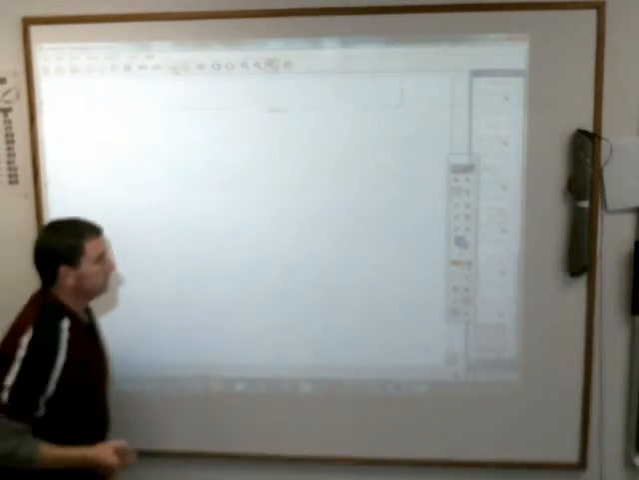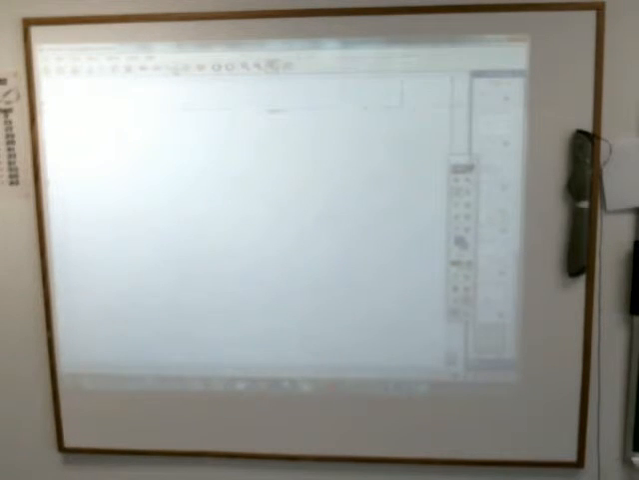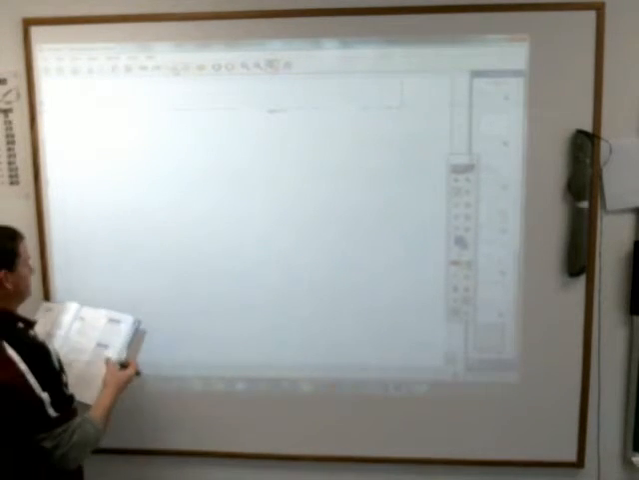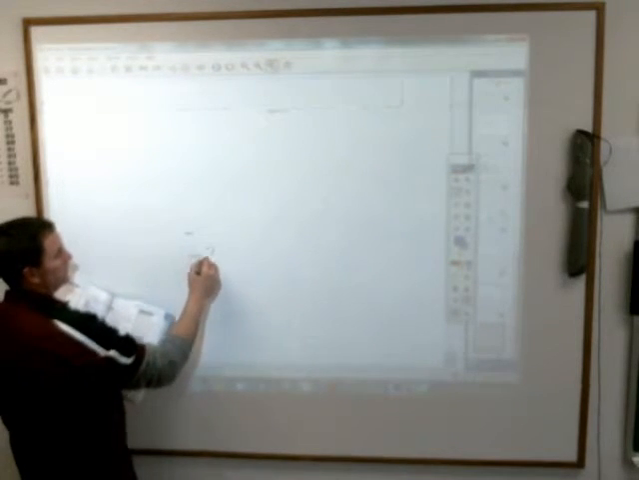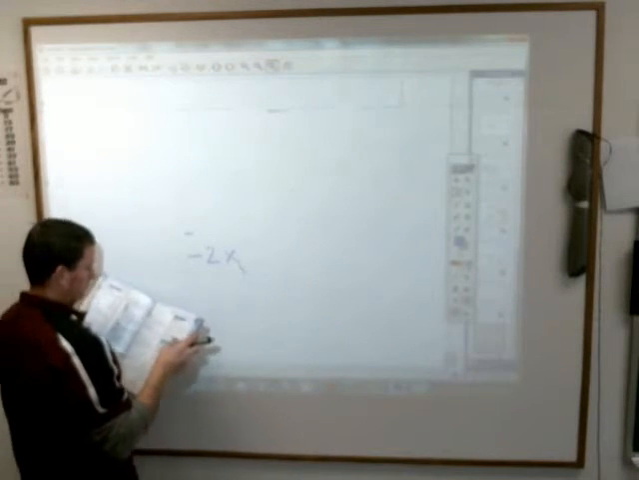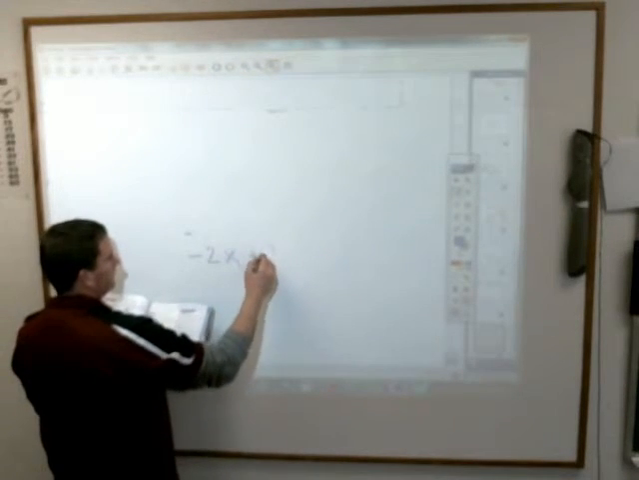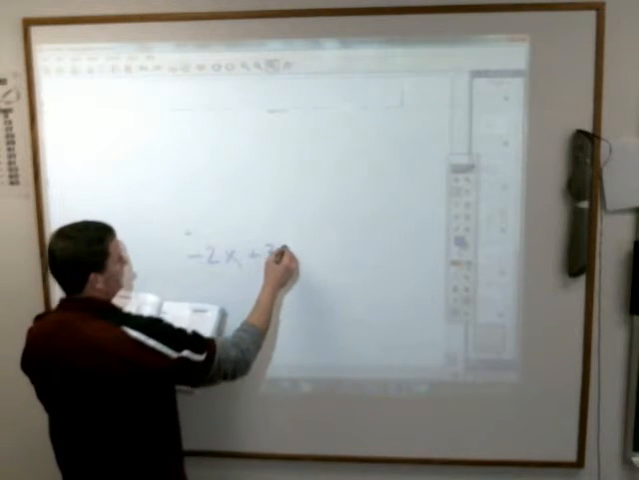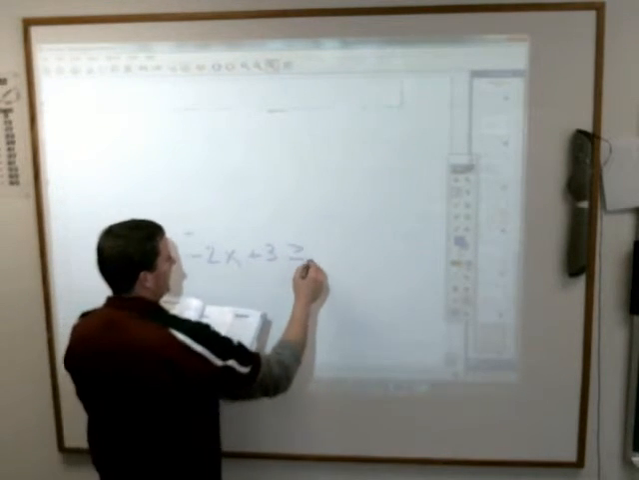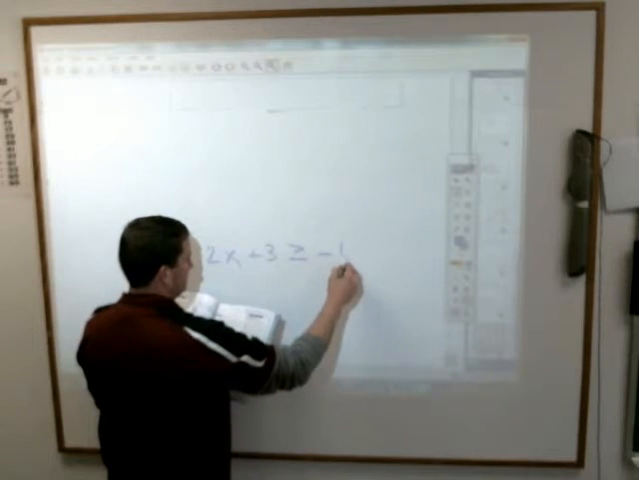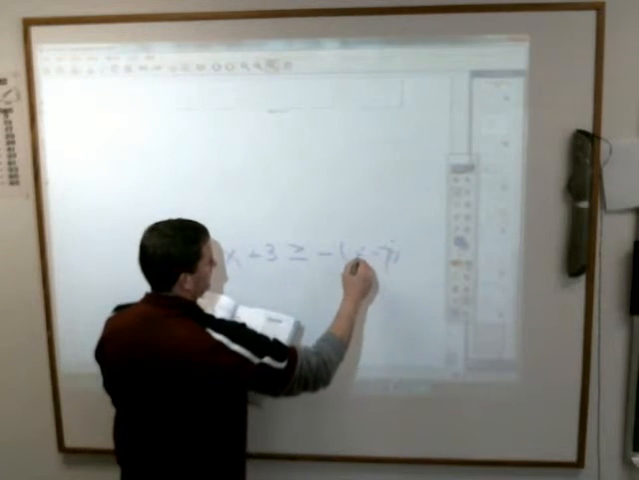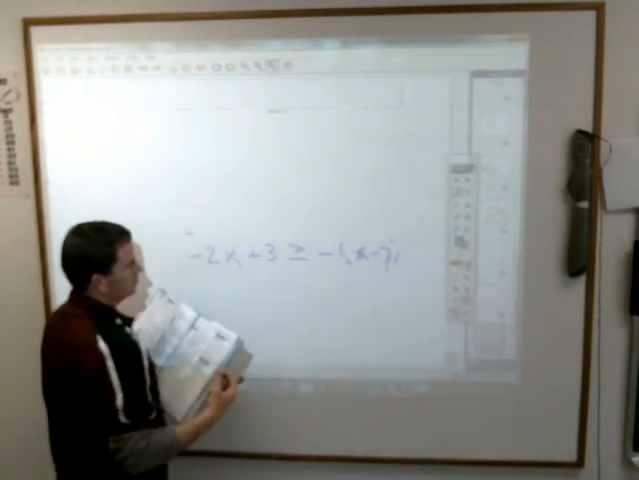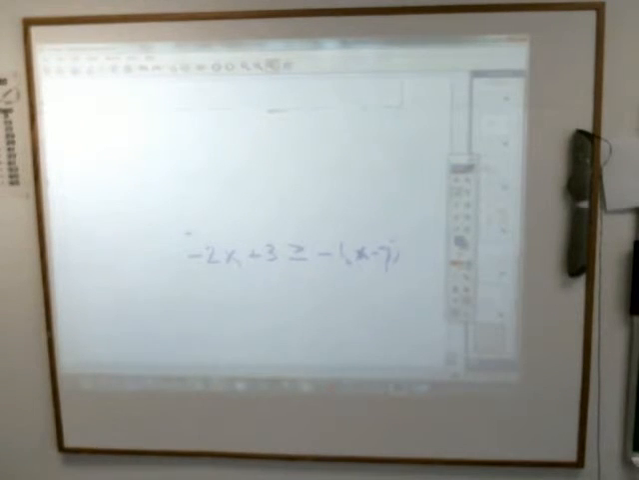Now comes the difficult one. Write down this one, ladies and gents. We haven't done anything quite like this. Negative 2x plus 3 is greater than or equal to a negative parenthesis x minus 7. Does this be distributed properly? Well, I'm going to do it for you, so I'm not asking you to do this.